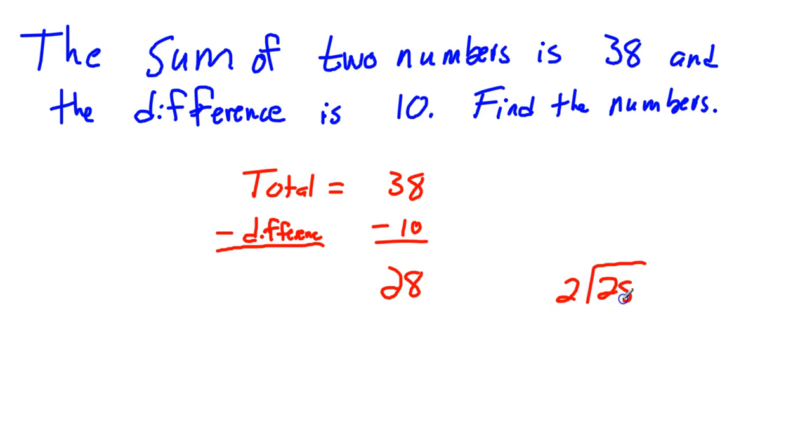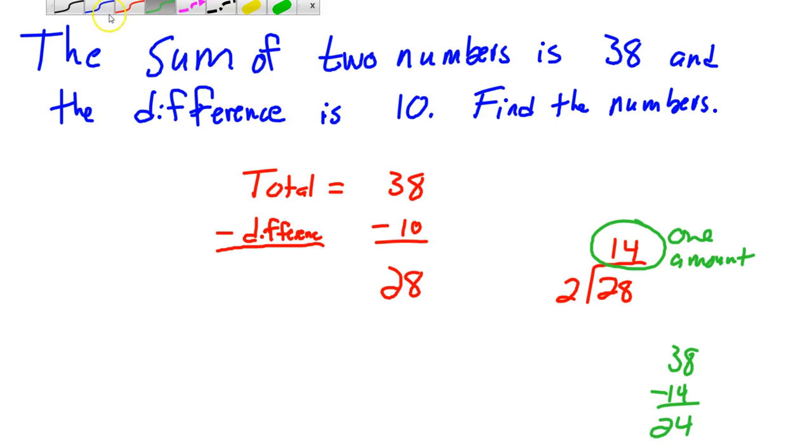So 2 going into 28 is 14 times. There's one amount. Or in this case, it wasn't an amount, this was just a number. And if the total added up to be 38 and one of them is 14, well, we're going to do 38 minus 14 to get the other number. There's 24, and there's your other number.